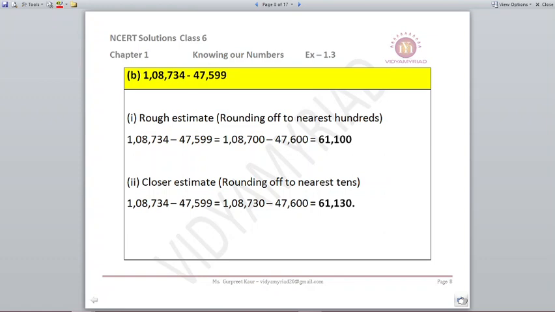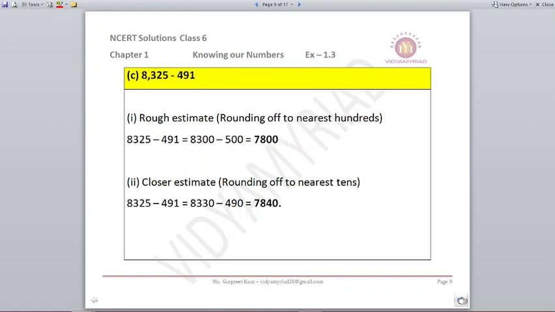Now let us do it nearest to tens. So 108734 will become 108730 because 4 is less than 5. 47599: 9 is more than 5, you will take it to the next digit. So it becomes 47600 because 9 will become 10, so 5 will become 6. On subtracting, you get 61130.